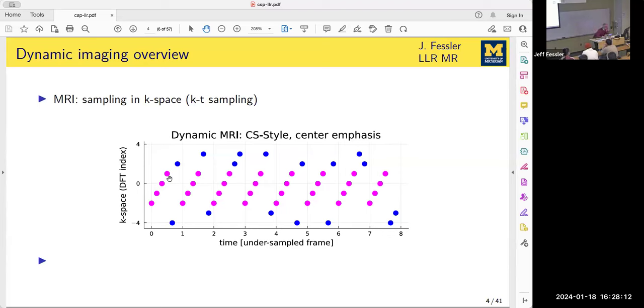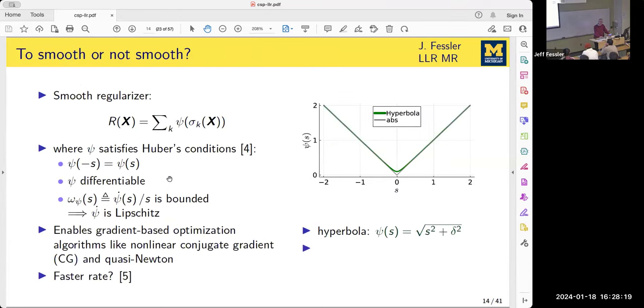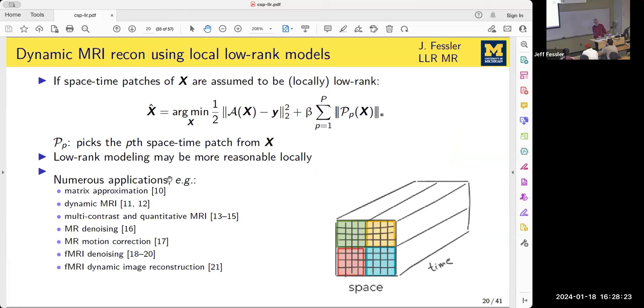Yeah, I have a question on the local low rank. If the patches have different ranks, would it be great to consider the hyperparameter delta for different patches? The question is if the patches have different rank.